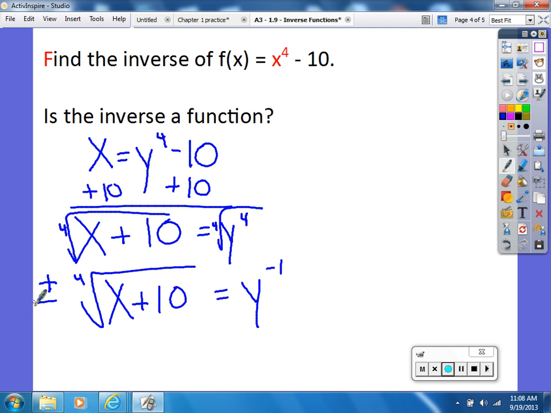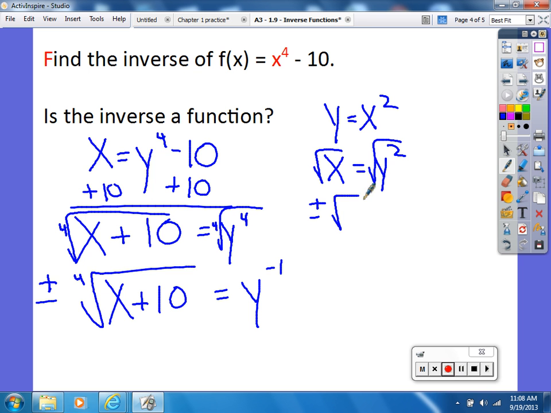Like if I was solving this, y equals x squared. Let me go through that real quick. I'll switch x and y. I'll take this square root. Uh-oh, I put an even root. What do I have to put in front of it? Plus or minus. Okay? You have to remember the plus or minus if you put an even root.